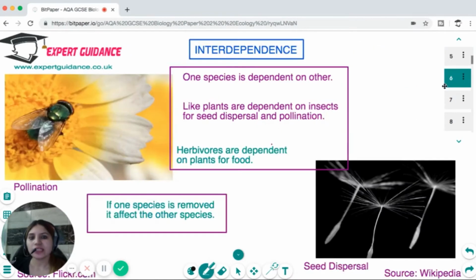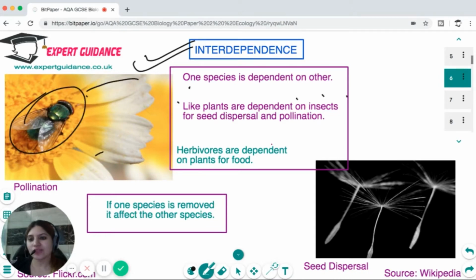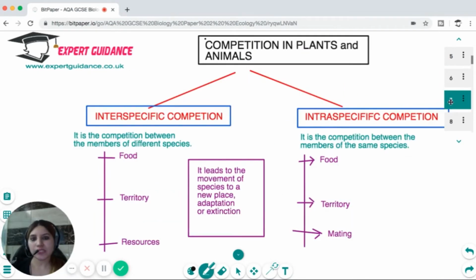Okay, so now let us see what interdependence is. Interdependence is when one species is dependent on another. For example, plants or flowers are dependent on insects for their pollination, reproduction, and germination. Herbivores are dependent on plants for their food. So if one species is removed, it affects the other species, and this is known as interdependence. All the species are dependent on each other in the ecosystem.